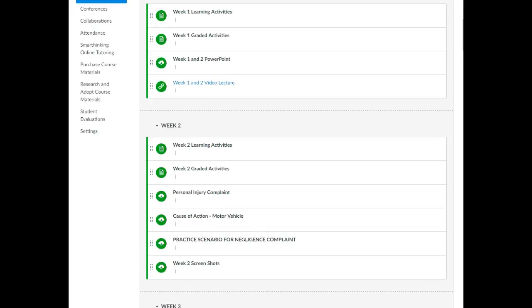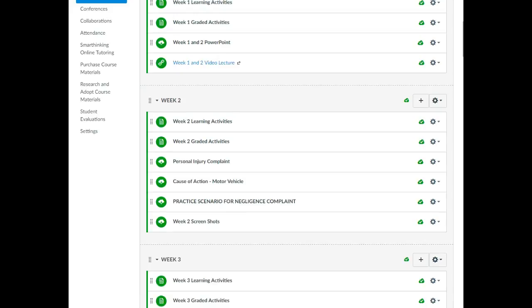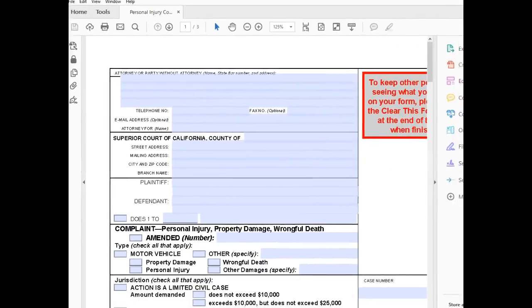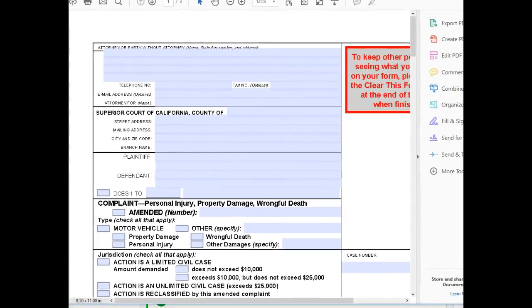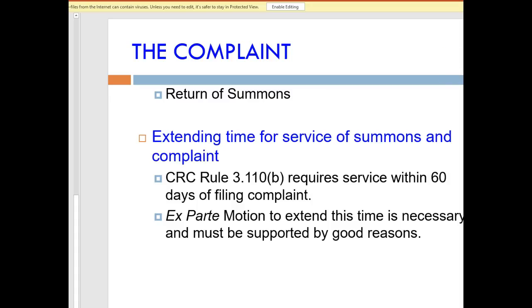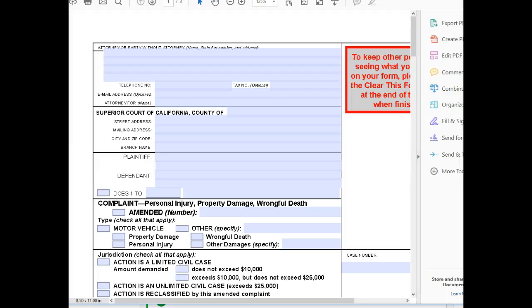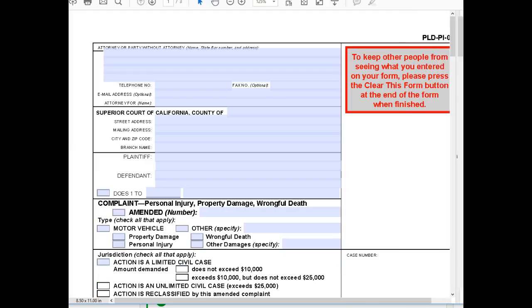Okay, and now I'm going to have to make this a little smaller for our purposes to get it into the screen. Let's see if I can bring it over here. It takes a little while for these things to download. Okay, now this is the complaint, and I'm going to make this a little bit bigger so you can actually see it. This is the actual form.